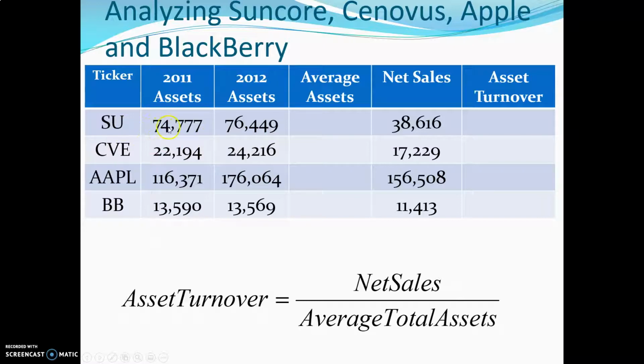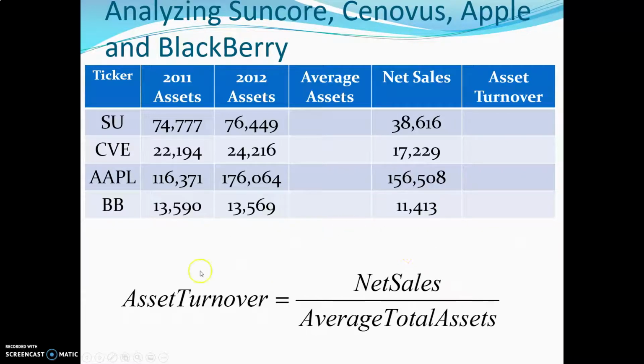Suncor had assets in 2011 at $74,777 and assets of $76,449. Their net sales were $38,616. At this point, I'd encourage you to pause the video and try and calculate 1. The average assets, and 2. The asset turnover rates. This should take you a few minutes.